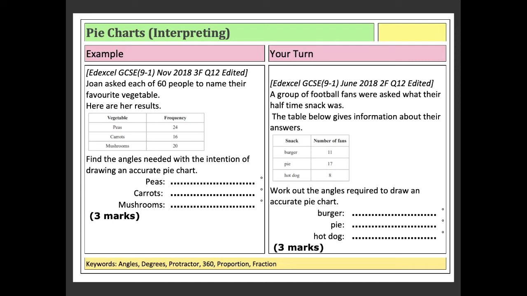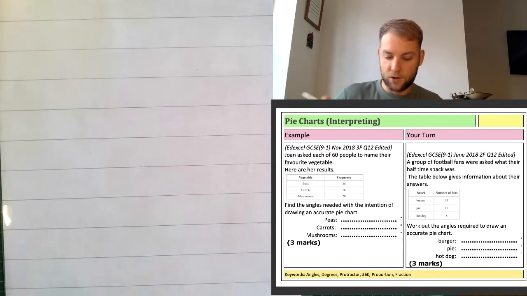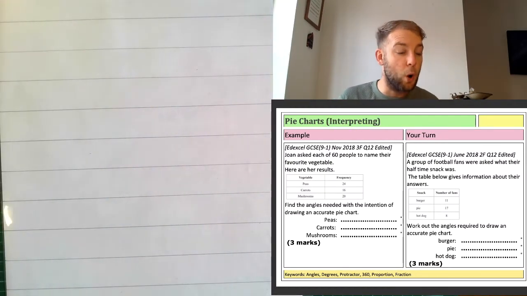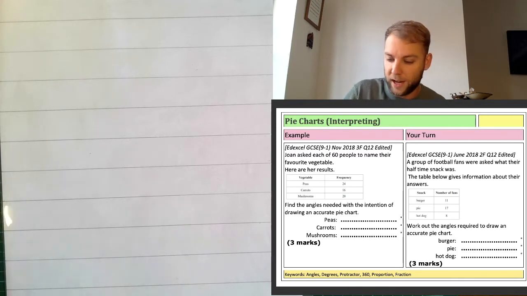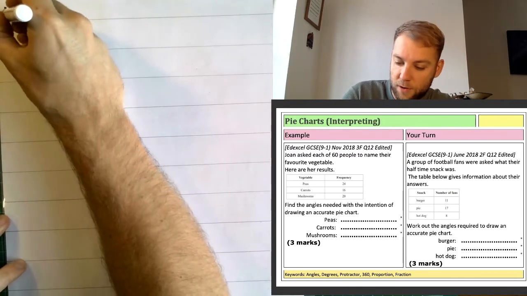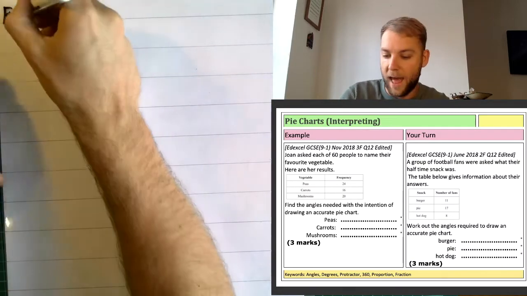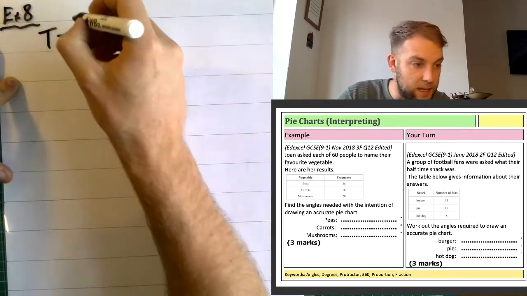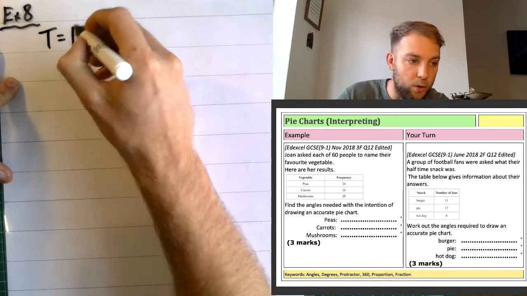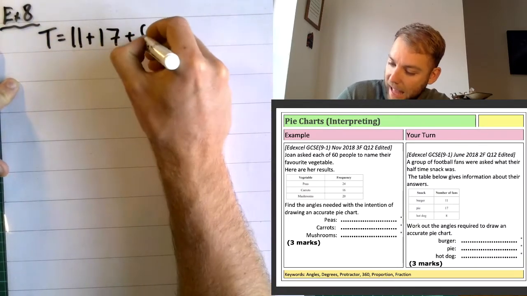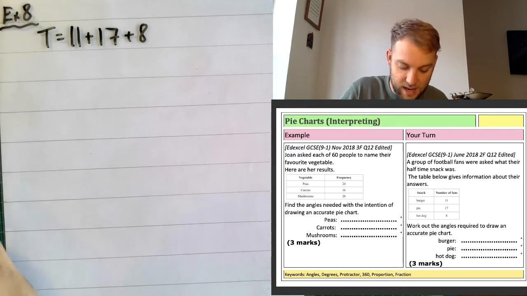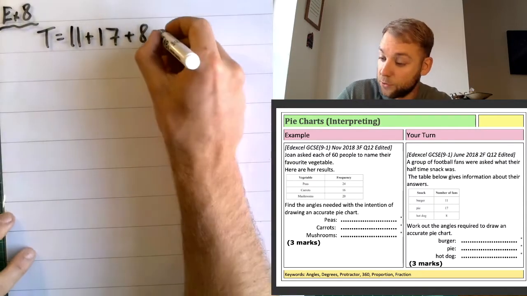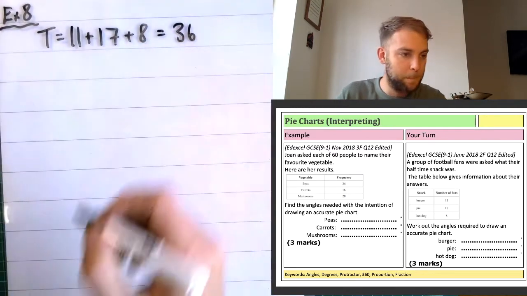Okay, let's have a go at this one together. So, exactly the same. The difference with this one is we don't know what the total is just yet, so we need to work that out first. So this one here was example 8, I think it is. So the total is equal to 11 plus 17 plus 8. Is it on calculator? Yes, it is. 11 plus 17 plus 8, which is equal to 36.